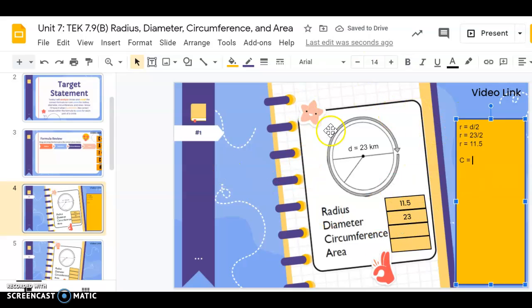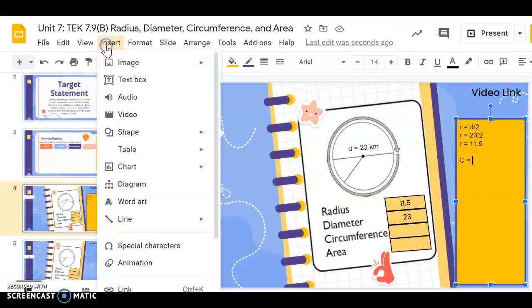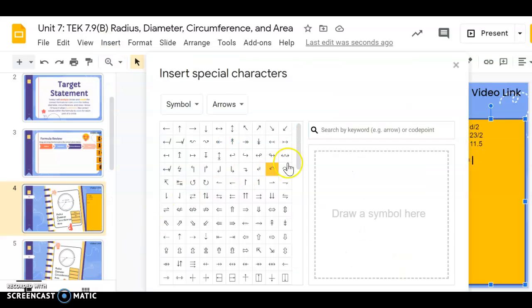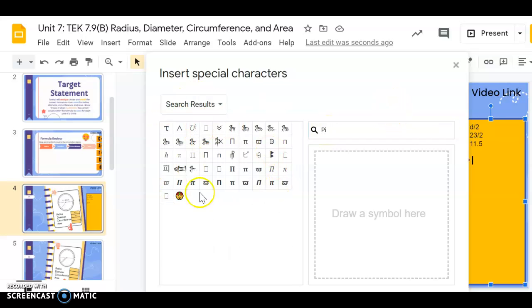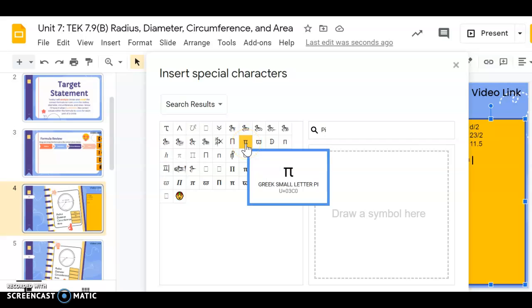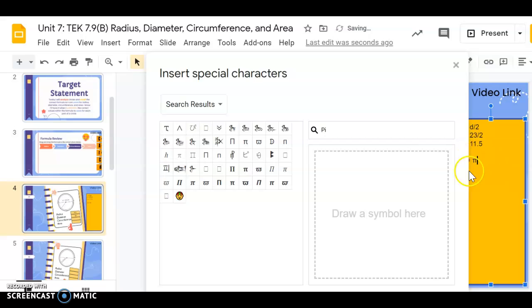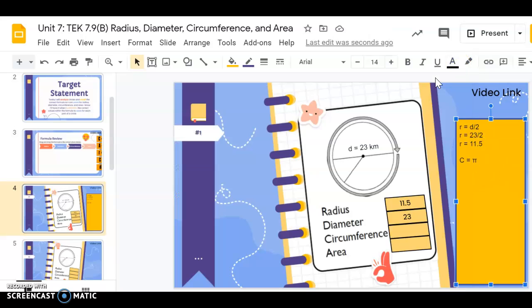You're going to take your cursor. You're going to go up to Insert. You're going to go down to Special Characters. You are then going to go over here with this little magnifying glass. Click next to it so you can see now a blinking cursor. You're going to type capital P, lowercase I. It's going to give you choices. I go for this one where it says Greek small letter pi. Click it just once. Notice how it popped up on the screen right there. Then you click this X. That is how you make a pi symbol.